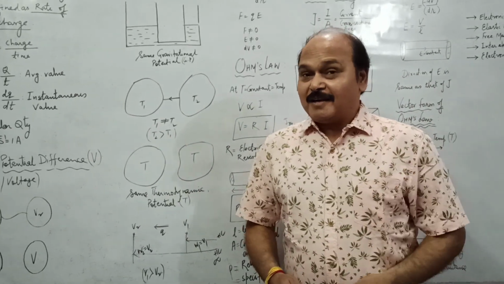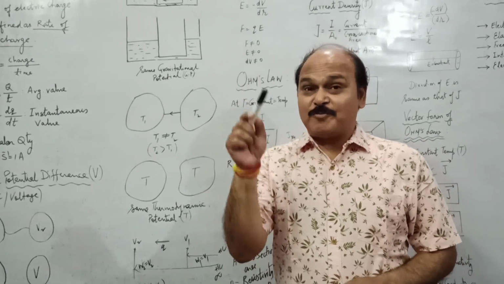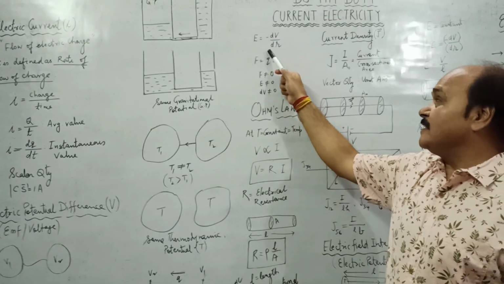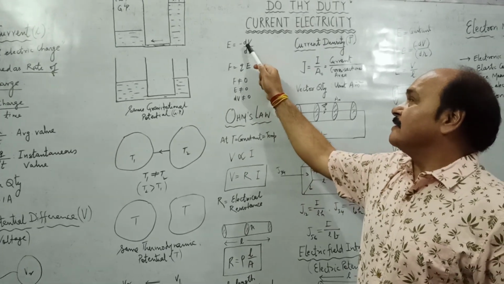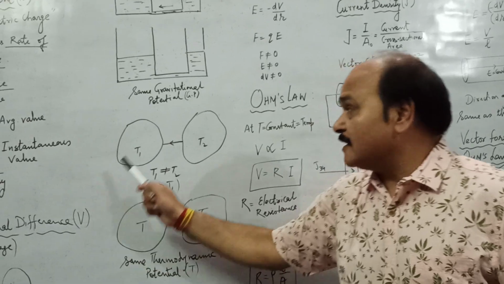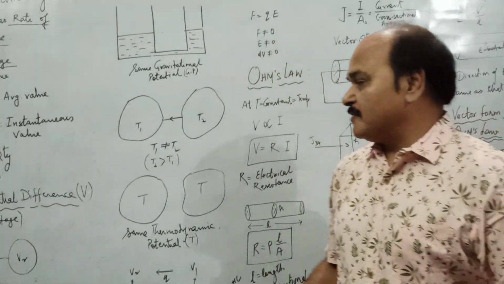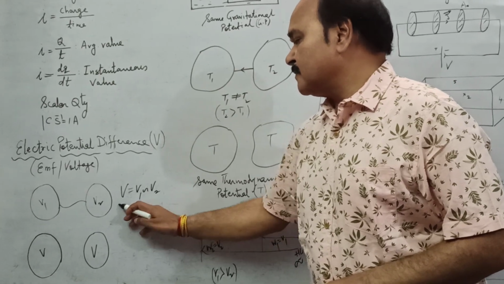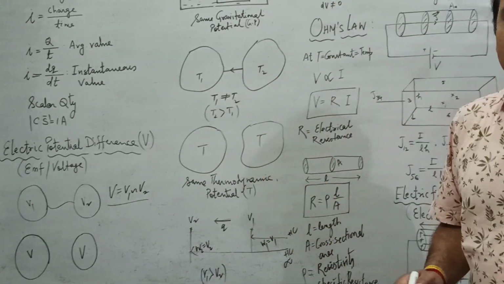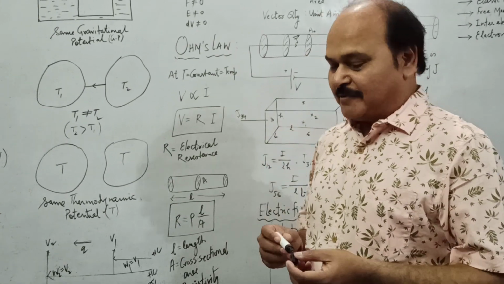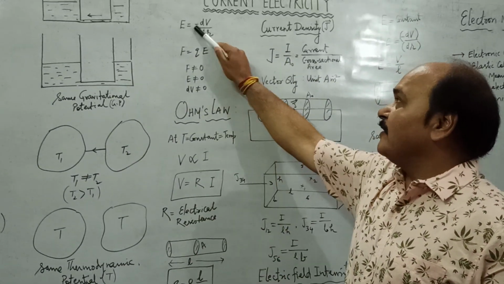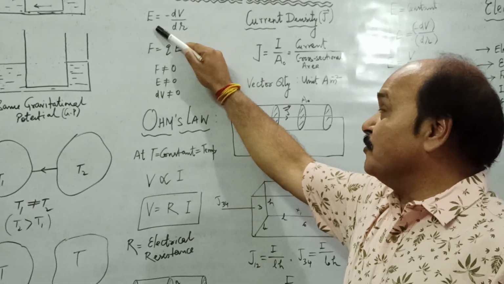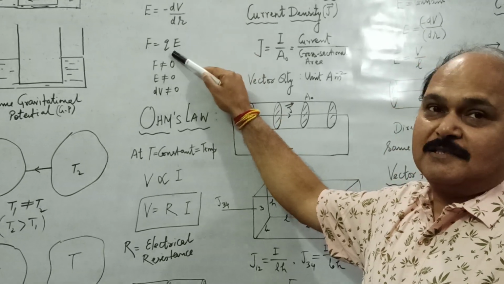And also you know, electric field intensity is a negative potential gradient, E is equal to minus dV by dr. So if there is a potential difference, that is V2 minus V1. Potential difference V is nothing but the difference of V1 and V2. If V1 is greater, it is V1 minus V2, or if V2 is greater, it is V2 minus V1. So, because of electric potential difference, there is electric field, and due to electric field, there is force on the charge.